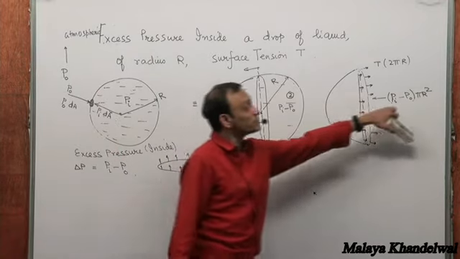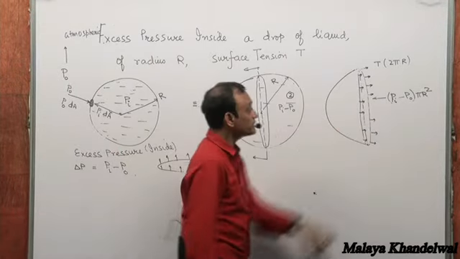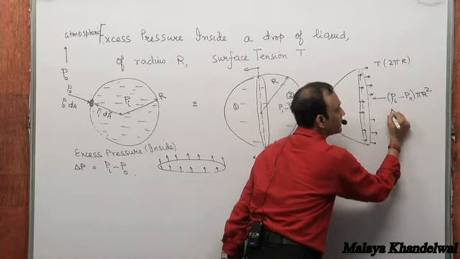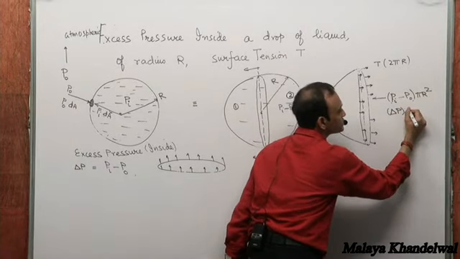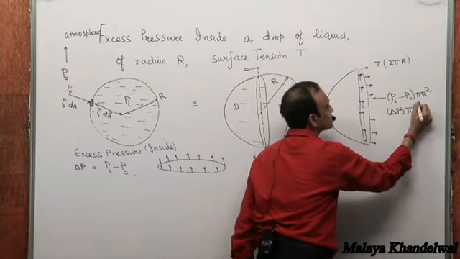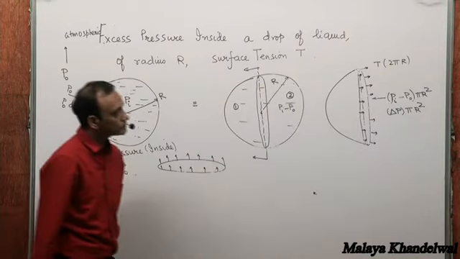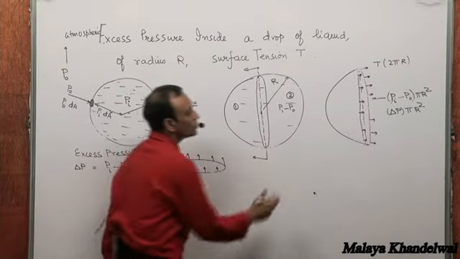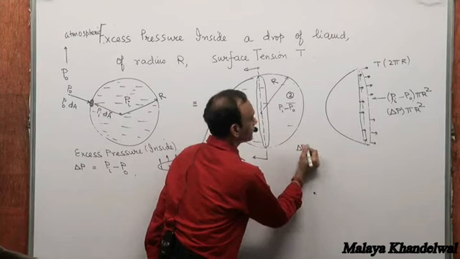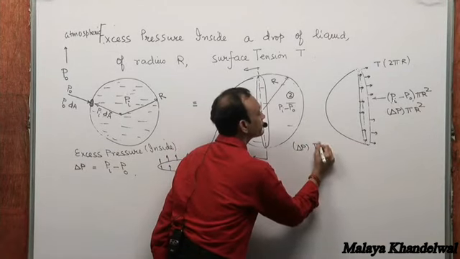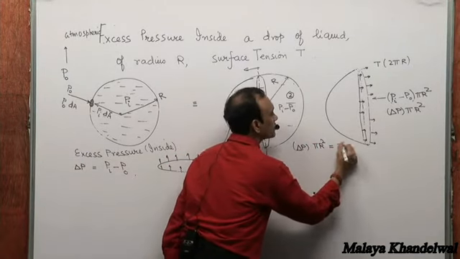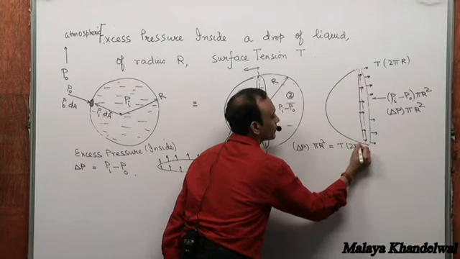Which will just be balanced by this, right? So this is delta P, the pressure differential between the inside and the outside of this spherical drop. So delta P into pi r squared is T into 2 pi r.